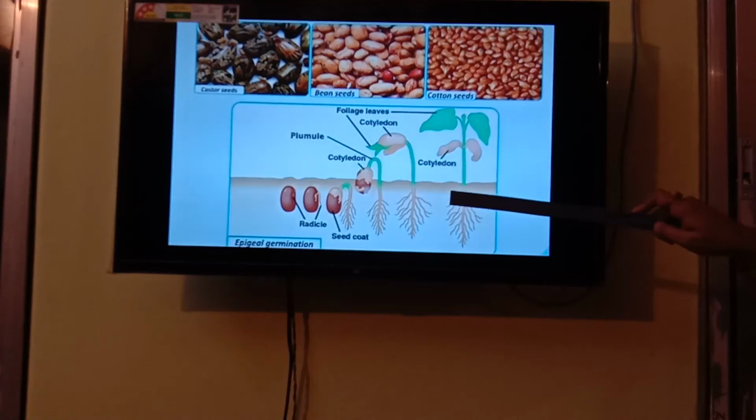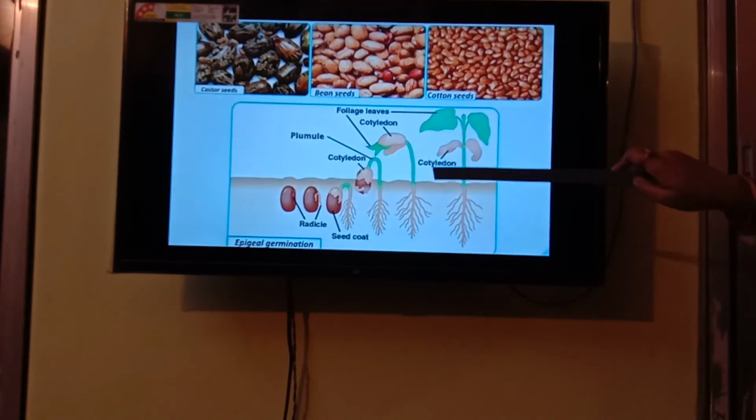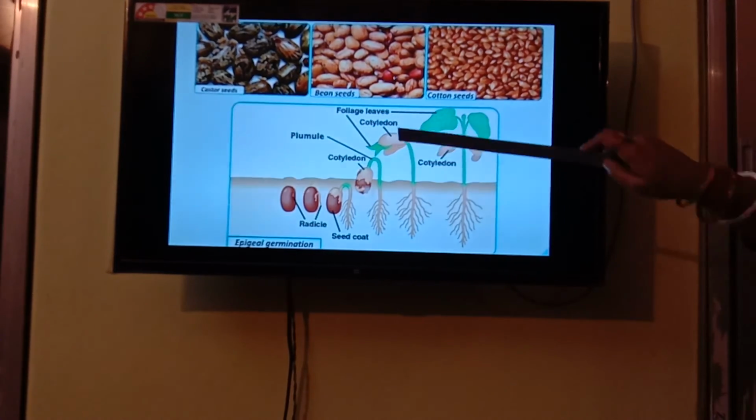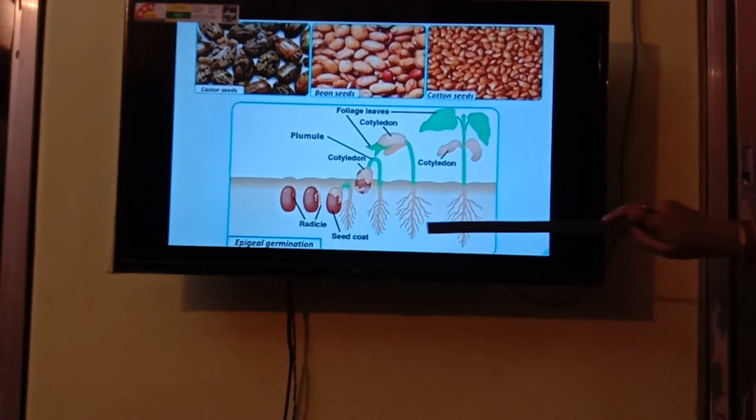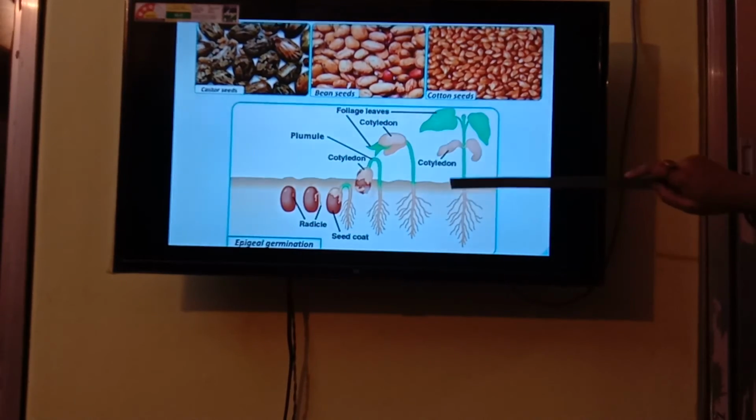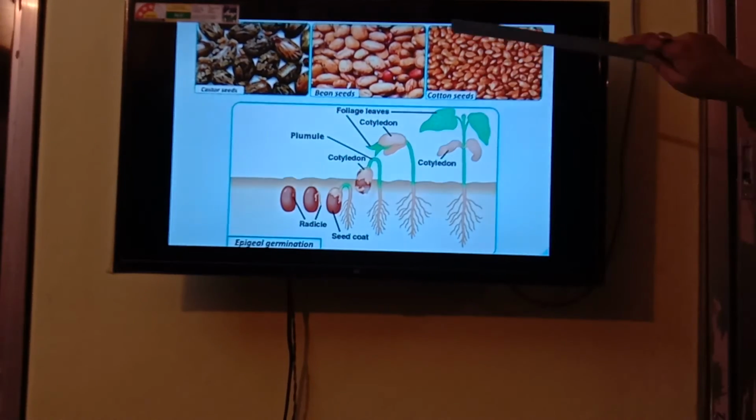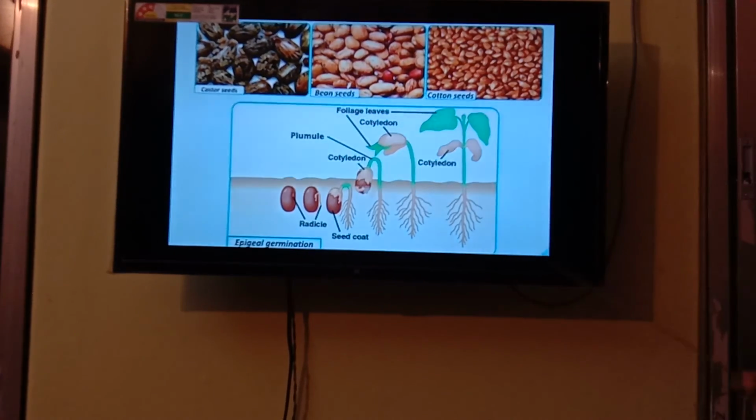In this type, the cotyledon comes out through the soil, on the ground. This is epigeal germination. Look at the picture. The cotyledon comes out on the ground, and this means the cotyledon has pierced the soil and come up.